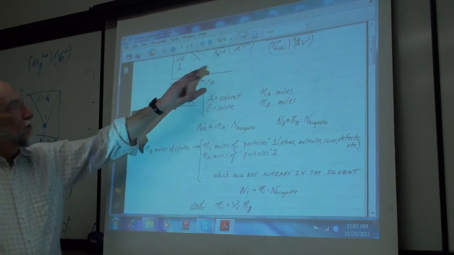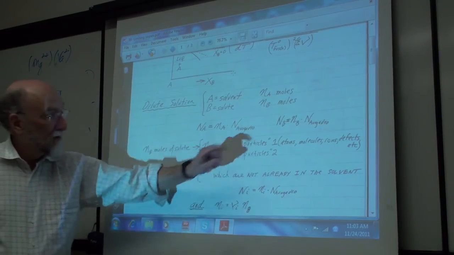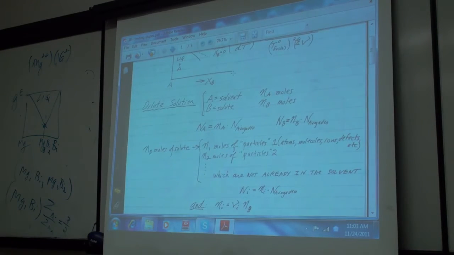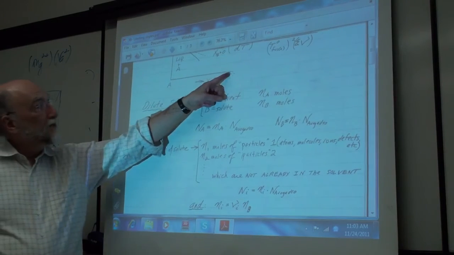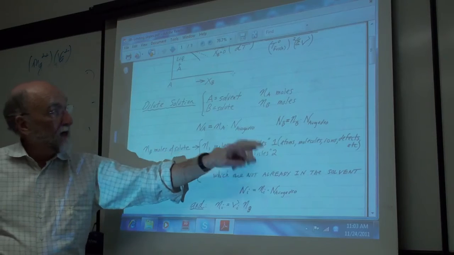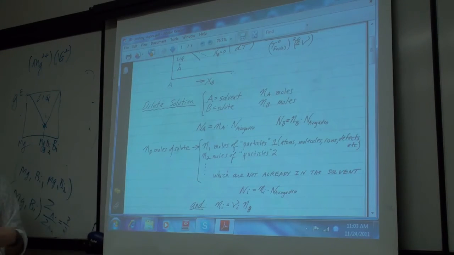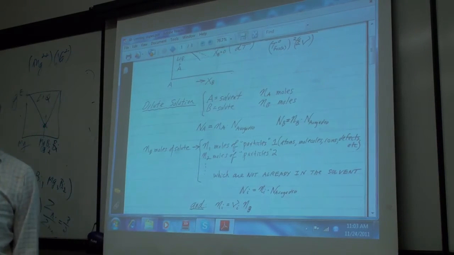So if I had sodium chloride and I add a mole of KBr, I'm adding 1 mole of potassium ions and 1 mole of bromine ions, which are not already in the solvent. If I start with sodium chloride and add KCl, I'm adding 1 mole of potassium ions, but the chlorine ions are already in the solvent, so they don't count. If I take O2 and put it into iron, I'm putting in 2 moles of O particles, and so on.